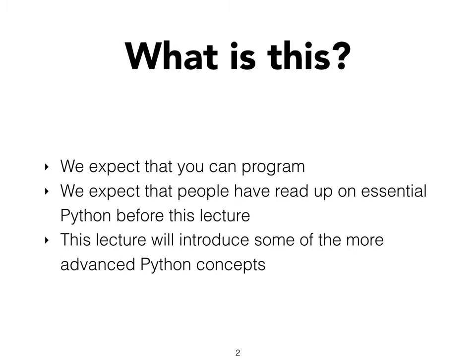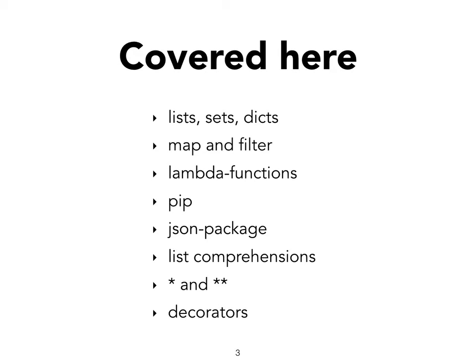Python in some way. So we're going to go through lists, sets, dictionaries, then map and filter. We're going to talk about lambda functions, about pip, about the JSON package, about list comprehensions, the star and double star operators, and then we're going to talk about decorators in the end.